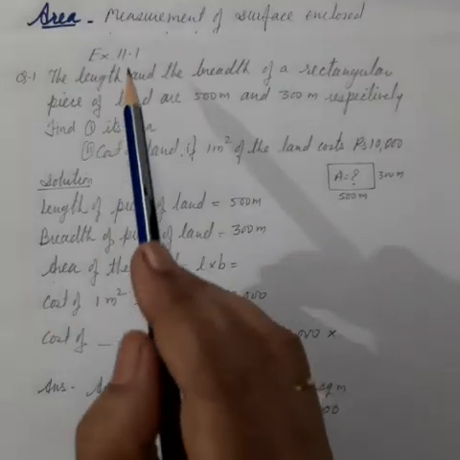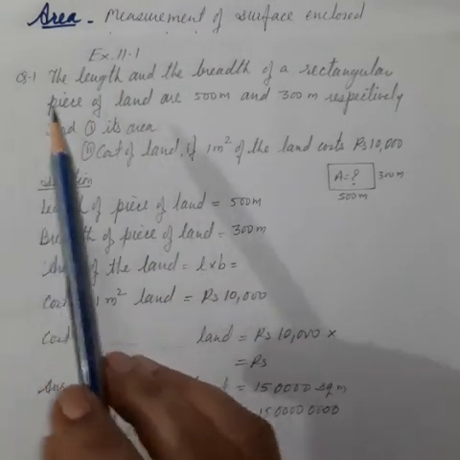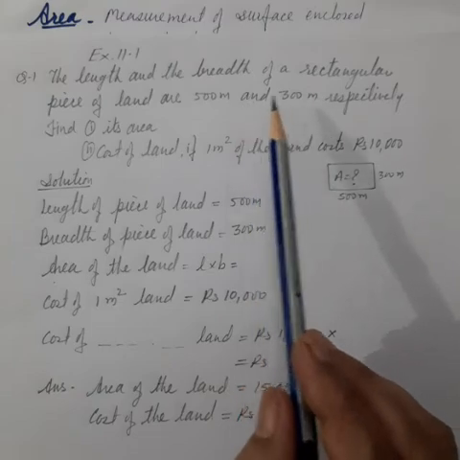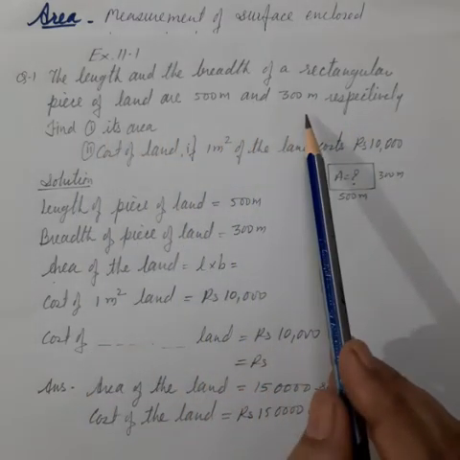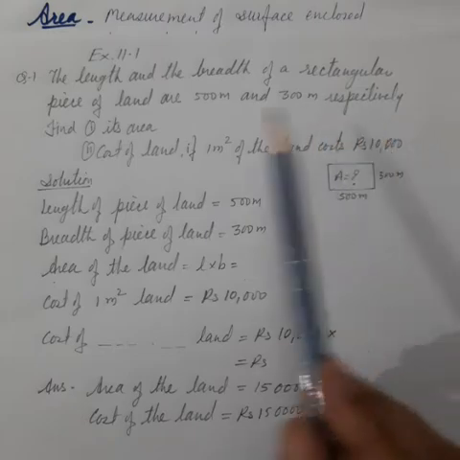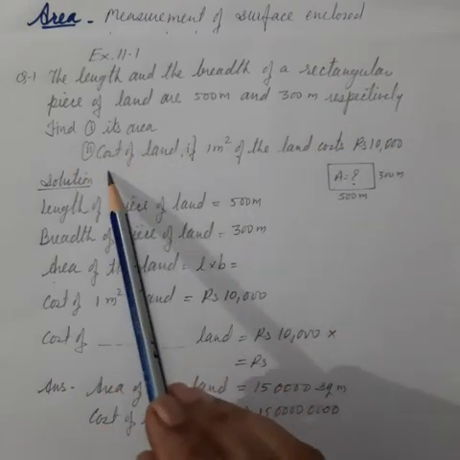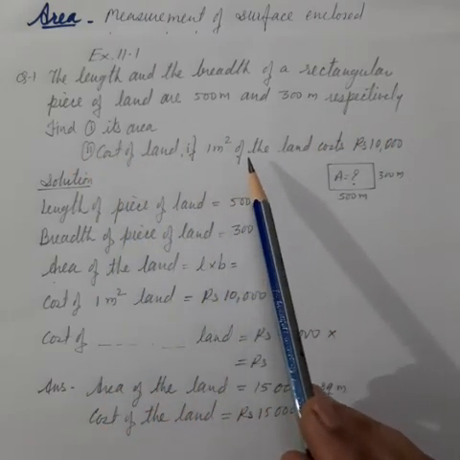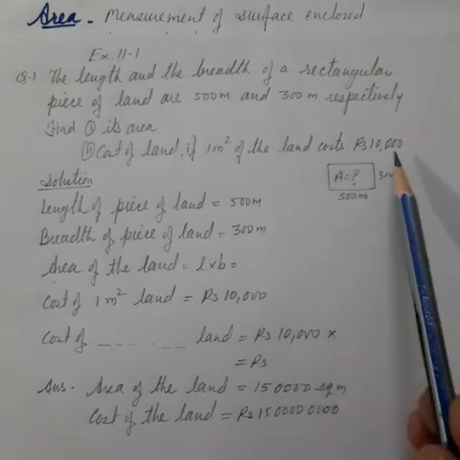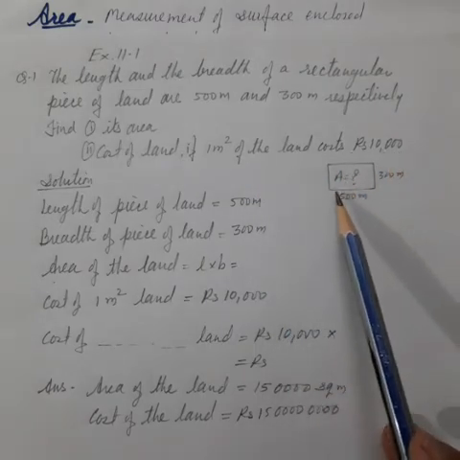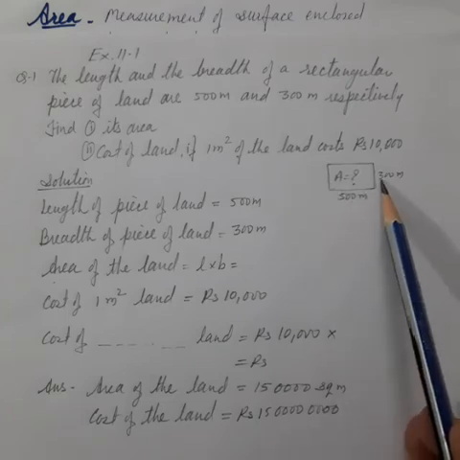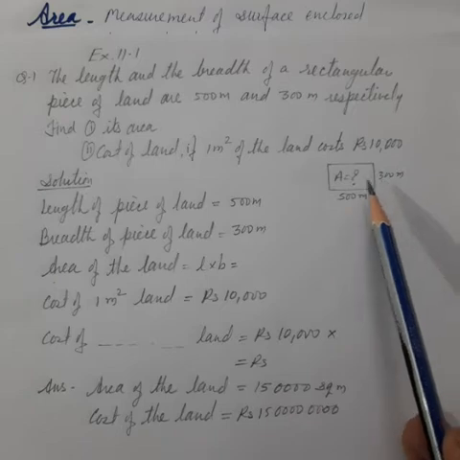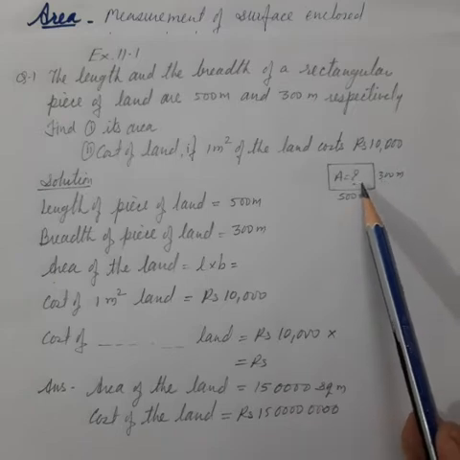Coming to exercise 11.1. Question 1. The length and the breadth of a rectangular piece of land are 500 meter and 300 meter respectively. Find its area and the cost of the land if 1 meter square of the land costs rupees 10,000. A piece of land is in rectangular shape with length 500 meter and breadth 300 meter. We have to find out its area.